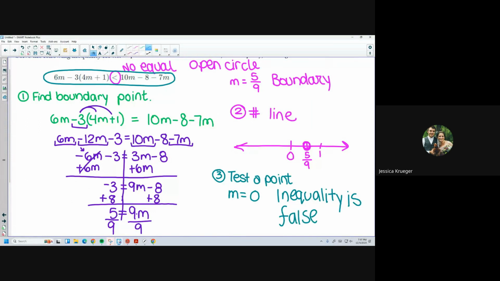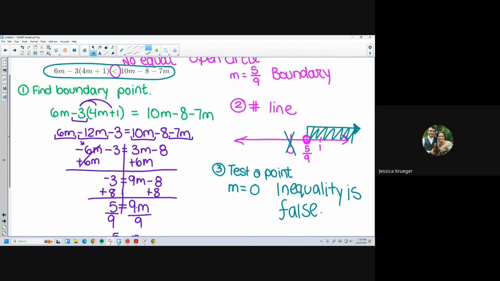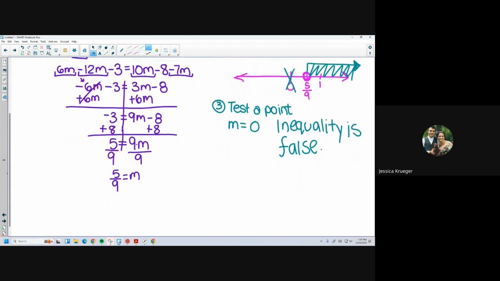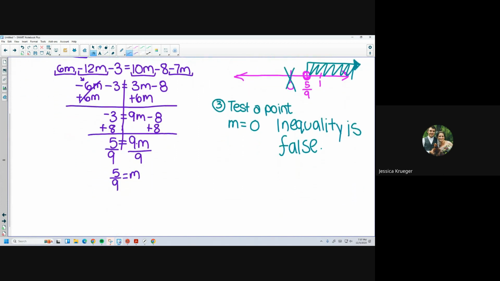We said the solution set is values that make the inequality true. So 0 cannot be part of my solution set. In fact, nothing to the left of 5/9 can be. My solution set is going to be on the opposite side as 0. So my last step is to write this solution. Okay, so my final answer.